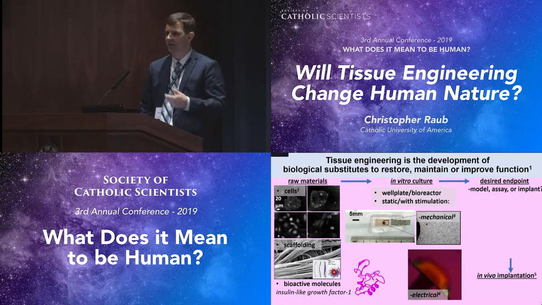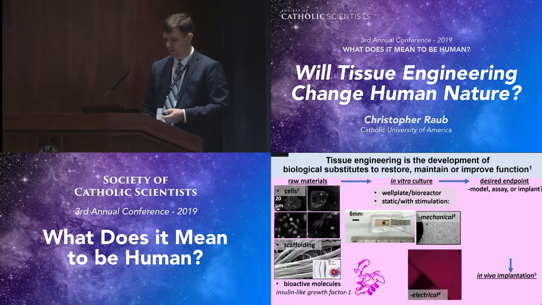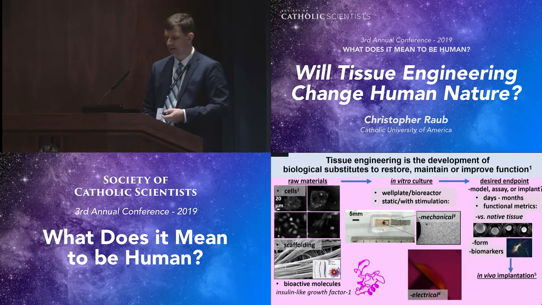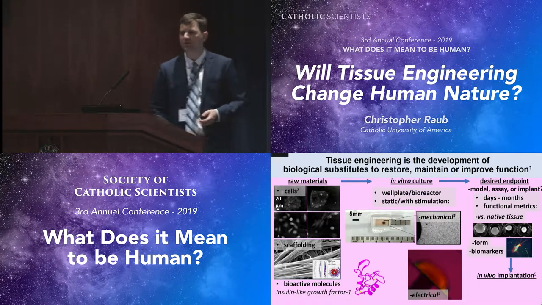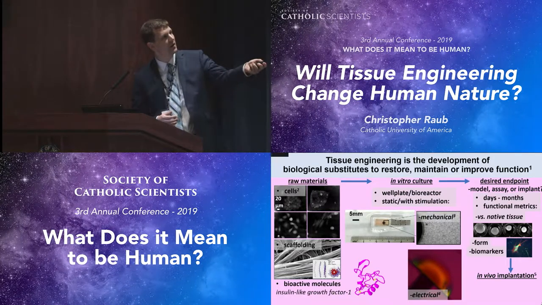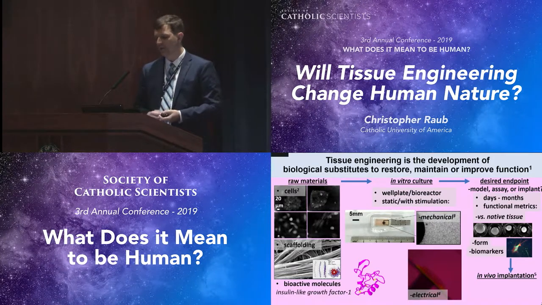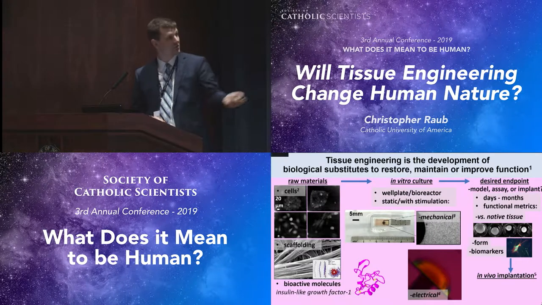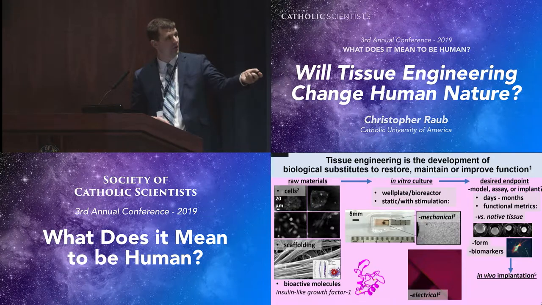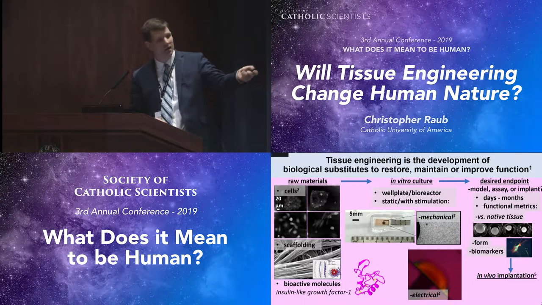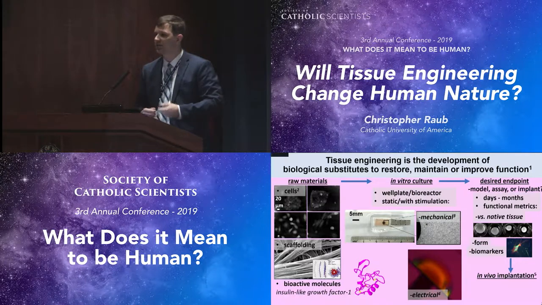But whatever the cell type used, whatever the raw materials and culture parameters, the desired endpoint has to, at some point, approximate native tissue with one or more functional metrics. Those could be mechanical, they could be metrics of form, or they could have something to do with the shape of the tissue, or also the biomarkers, the proteins on the surface of the cells inside the tissue construct, which ought to, again, be the same that are found in the native tissue.